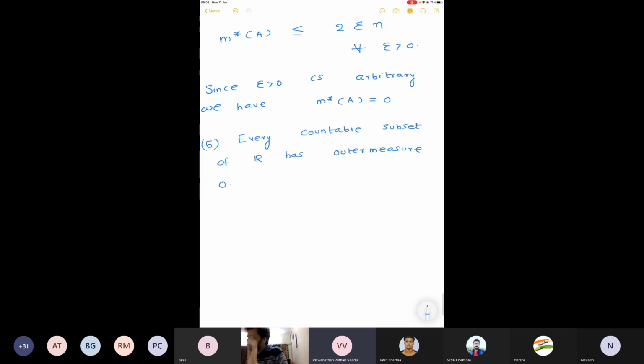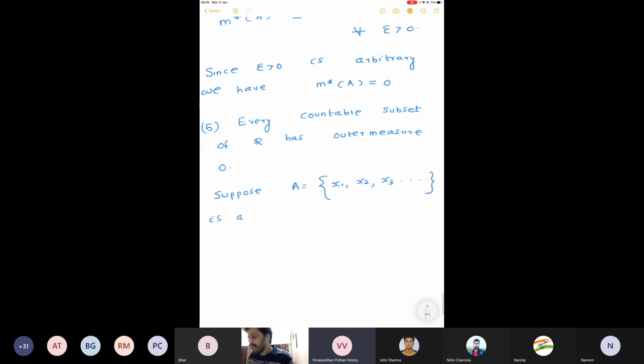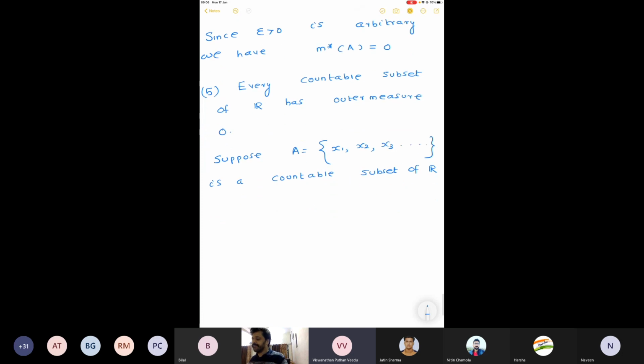The idea is already available in the finite set, but let me do it for the sake of completion. Suppose, since it is countable, you can list the elements x1, x2, x3, etc. Either it may stop somewhere or it may be infinite. A is a countable subset of R. Since you have already dealt with finite, maybe you can just assume here it to be countably infinite. Doesn't matter. So now I want to find m star of A.